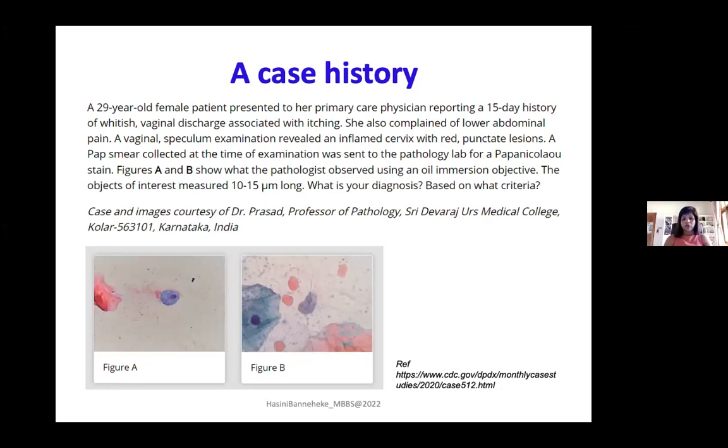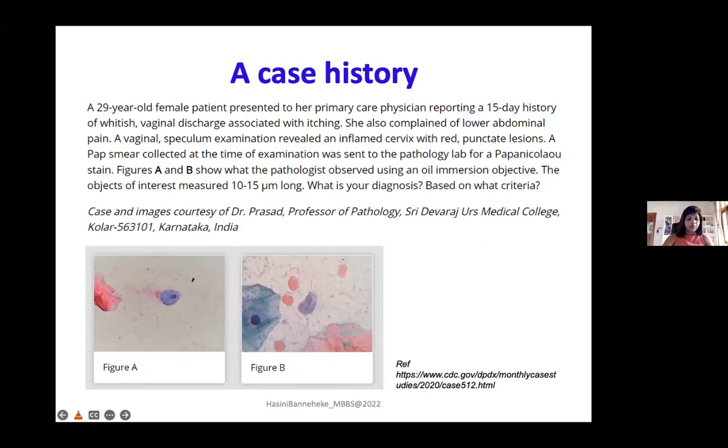Figures A and B show what the pathologist observed using an oil immersion objective. The objects of interest measure 10 to 15 micrometers long, and they're asking what is your diagnosis and based on what criteria. Okay, so this is a typical case history of a patient with trichomoniasis.